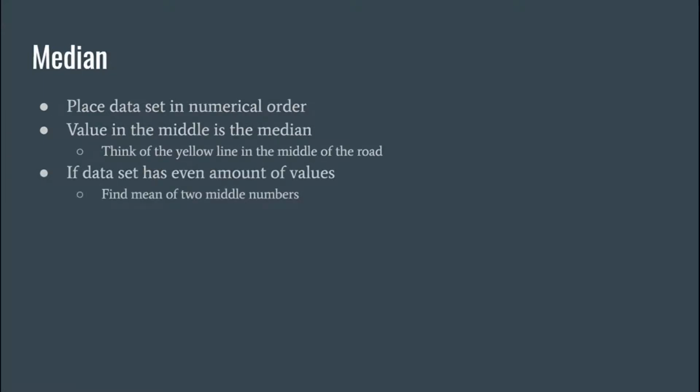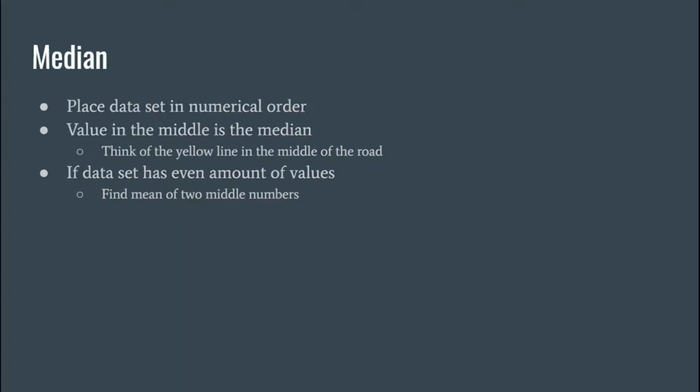Median. So the median is the middle of your data set. So the first thing you gotta do is place everything in numerical order. And the value that's in the exact middle is going to be your median. And if you ever have trouble remembering what the median is, just think of when you drive, that yellow line that's in the middle of the road. What's that called? It's called the median. And where is it located? In the middle of the road. So median, middle, just remember that.